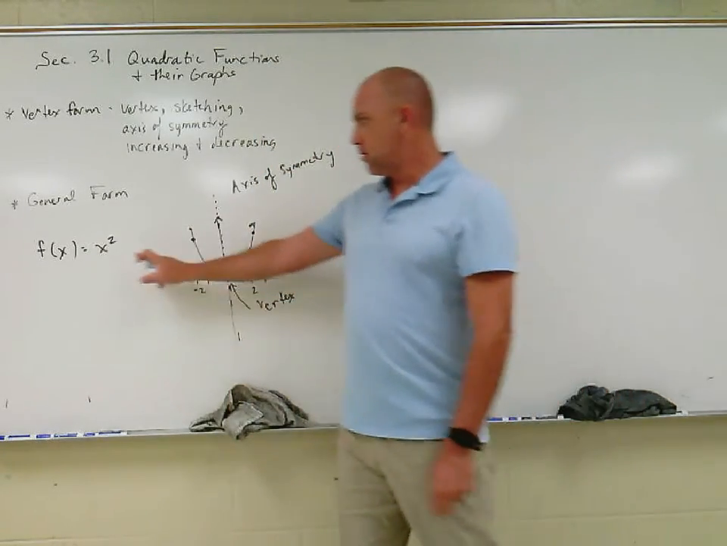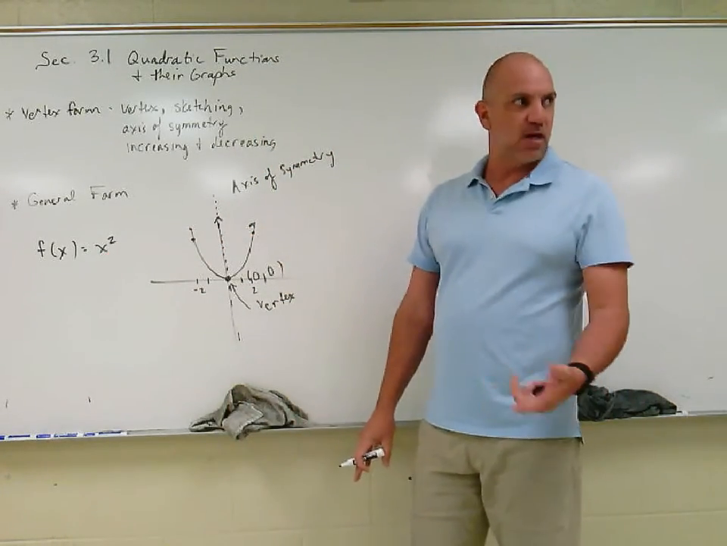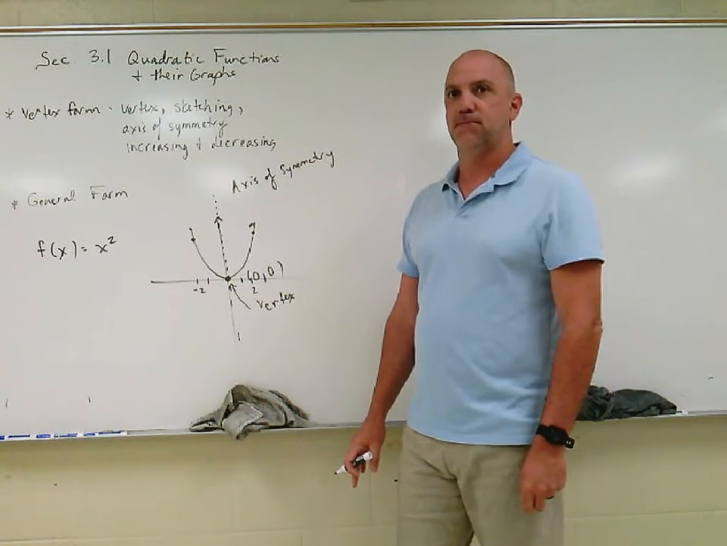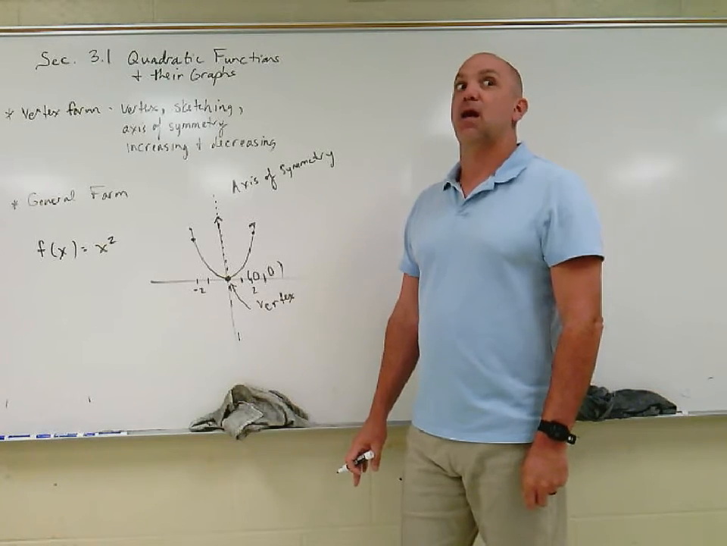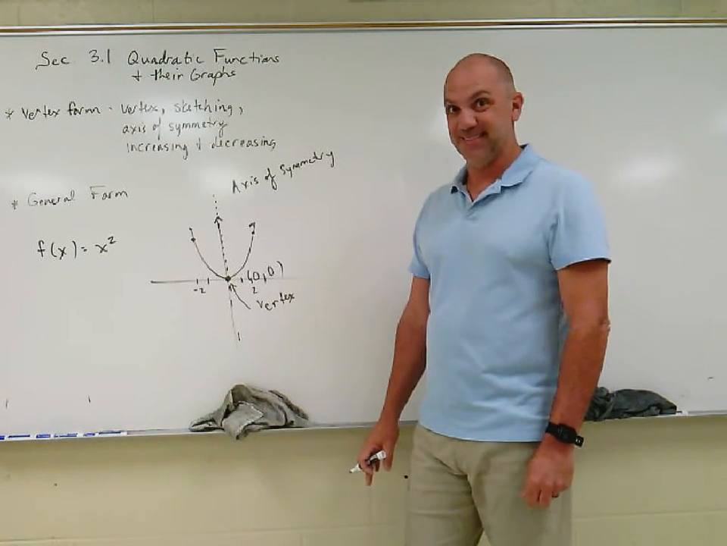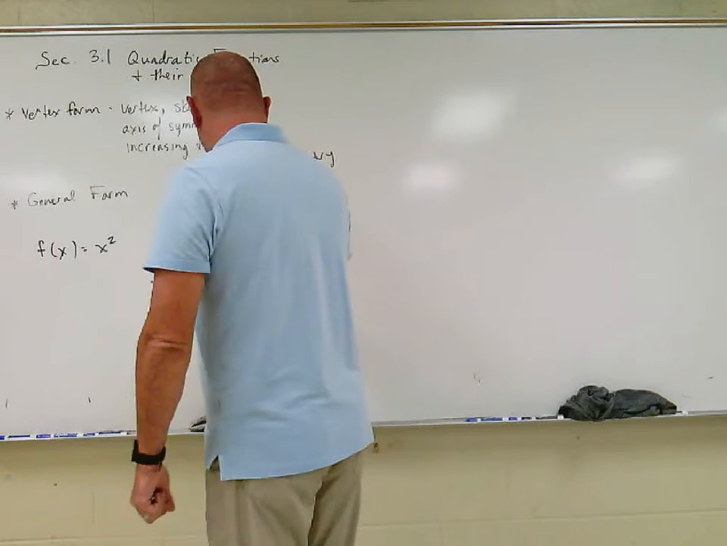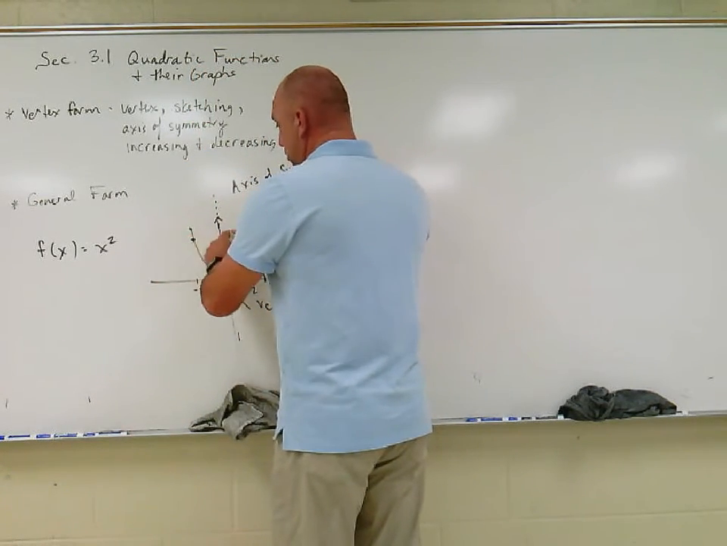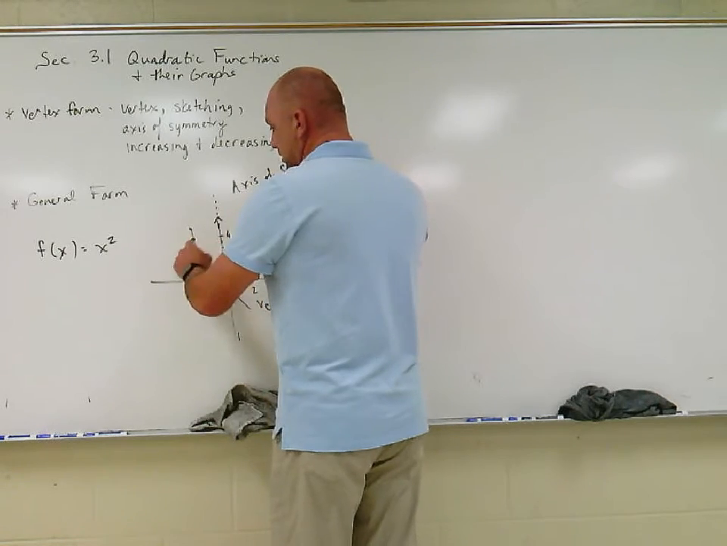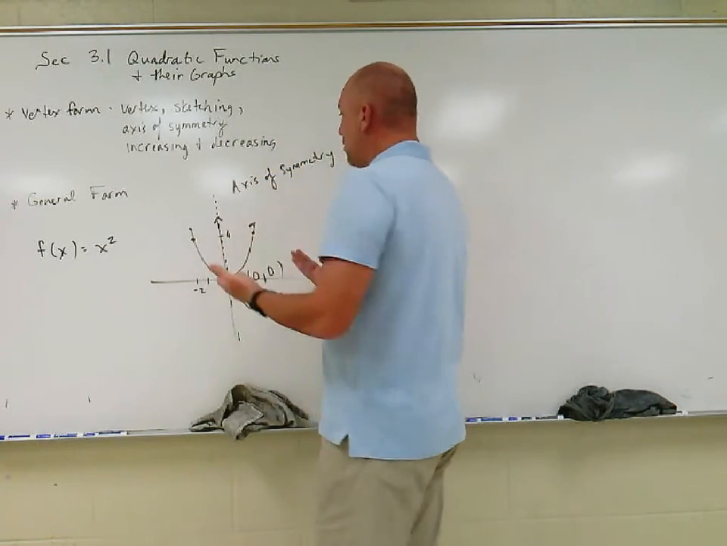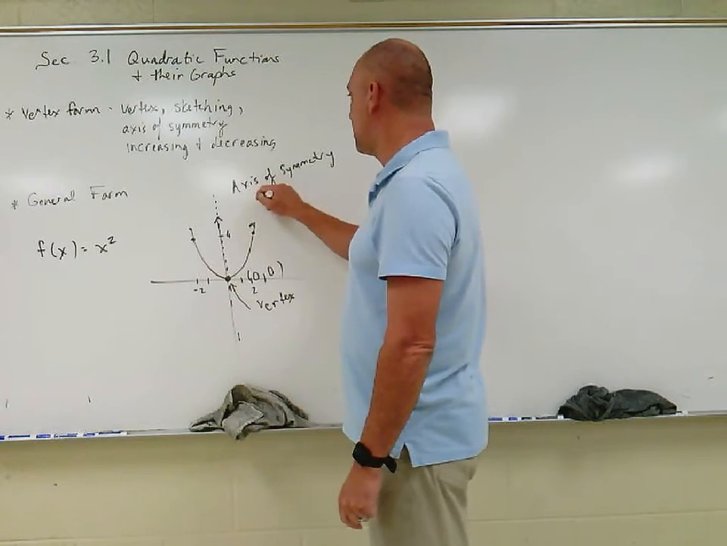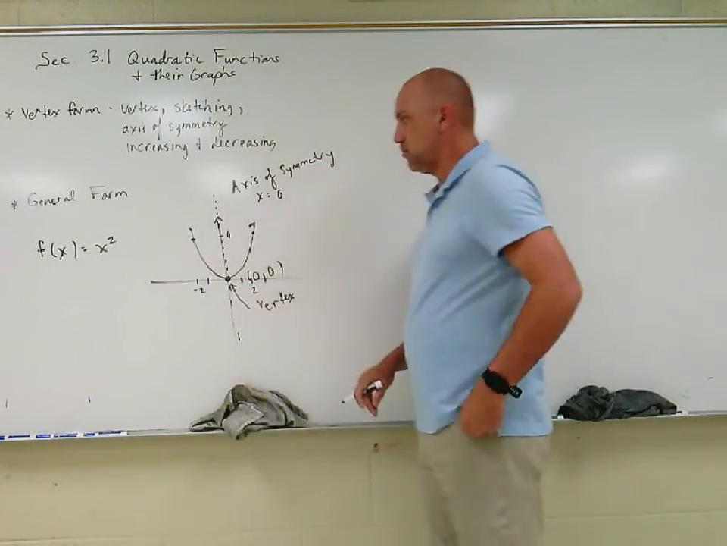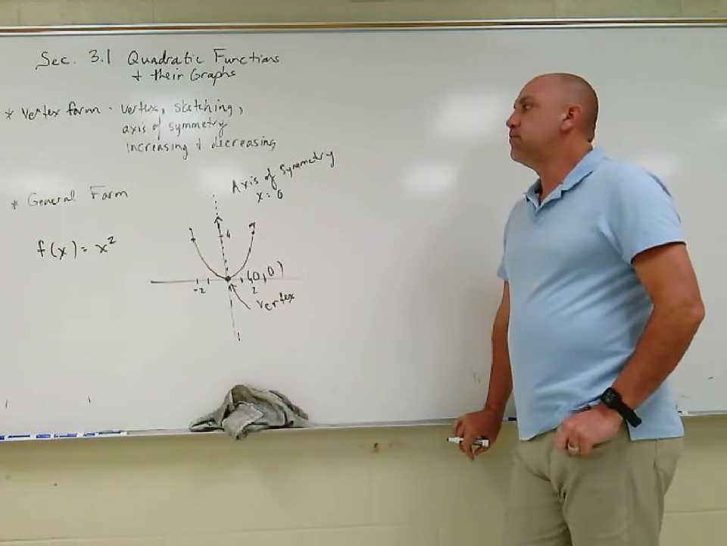And you can figure that out by plugging in. So if I do negative 2 squared or 2 squared, what do I get each time? 4. It's 4. So basically points at the same height are the same distance from the axis of symmetry. Now, the equation for this axis of symmetry would be x equals 0, because it's a vertical line through x is 0. All right.